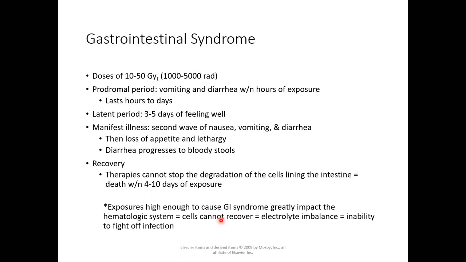And with exposures high enough to cause GI syndrome, it can impact your hematologic system. Your cells may never recover, and you're going to end up basically dying from infection because you're not going to be able to fight anything off.